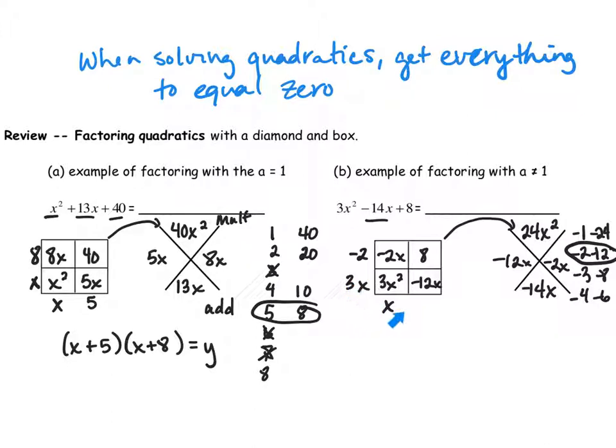And then 3x times negative 4 is going to give me negative 12. The other way I can look at that is negative 12 divided by 3 would give me negative 4. So my factored form is going to be 3x minus 2 times x minus 4. And I didn't write the x plus 5 on the right line over here.